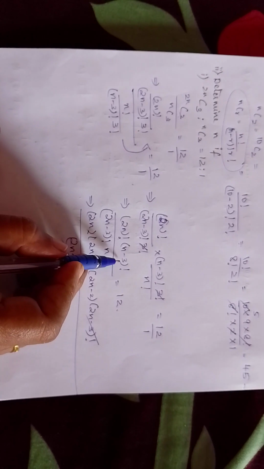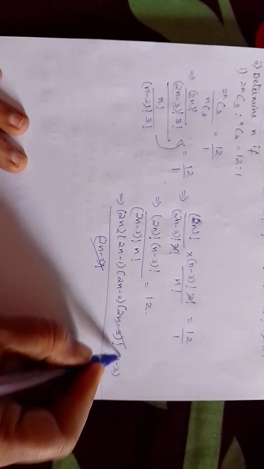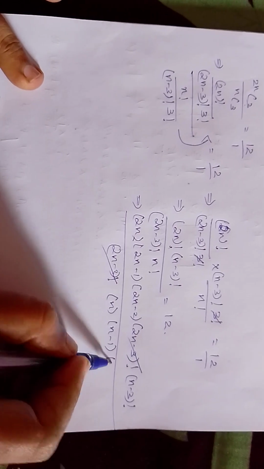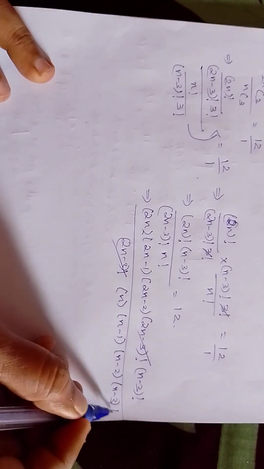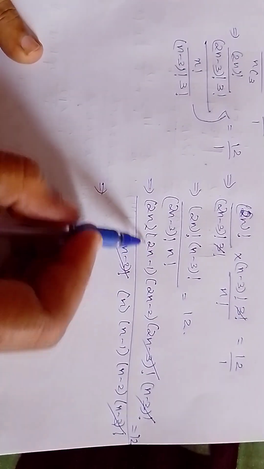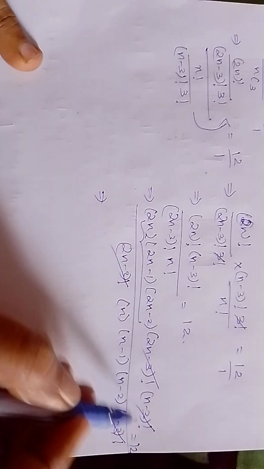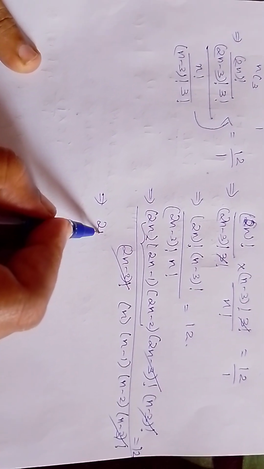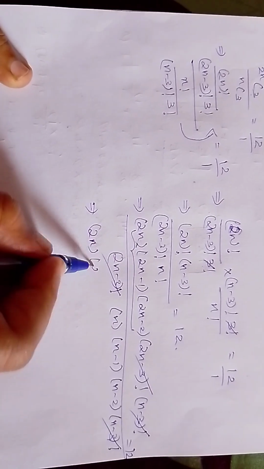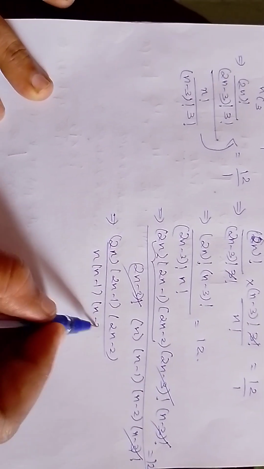Same thing I am going to do with the denominator, n factorial, till n minus 3 factorial. This as it is, into this n factorial I will write as n into n minus 1 into n minus 2 into n minus 3 factorial, where I can cancel. This is equal to 12. So this full term has been cancelled. There are 3 terms left in the numerator, which is nothing but 2n into 2n minus 1 into 2n minus 2 divided by n into n minus 1 into n minus 2.